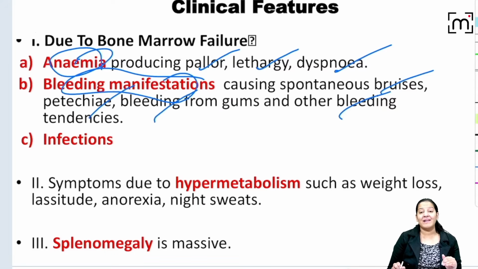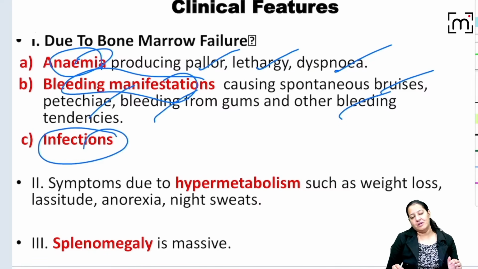And here WBCs are in excess, I agree. They are in excess, but all of them are immature. They are non-functional, so this patient is prone to infection. Technically the patient is like pancytopenia, but here the WBC count is increasing, while RBC and platelets are decreasing. You got it? So these are the clinical features.